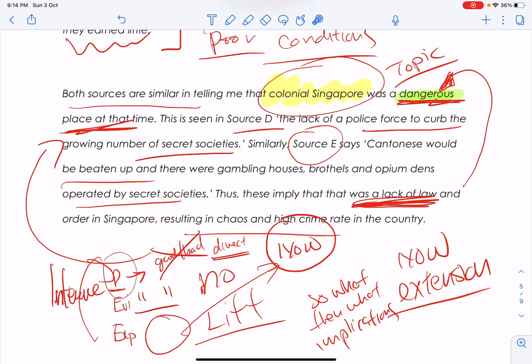Again, do not lift anything for your point and your explanation, in your own words, please. The only place you can put your quotation is in the evidence.